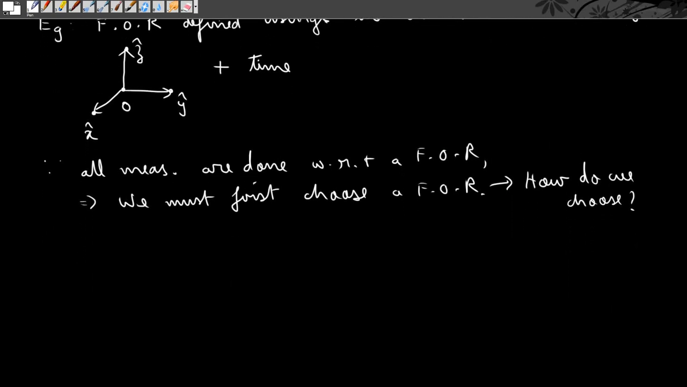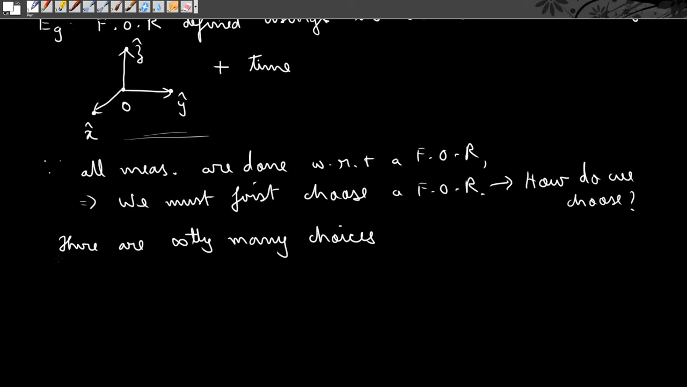This question is difficult to answer because there are infinitely many choices. What I mean by this, for example, is that if you consider this particular example, we can place the origin at any point in space and correspondingly get a different frame of reference. And therefore, there are infinitely many choices for choosing a frame of reference. So how do we make a choice?